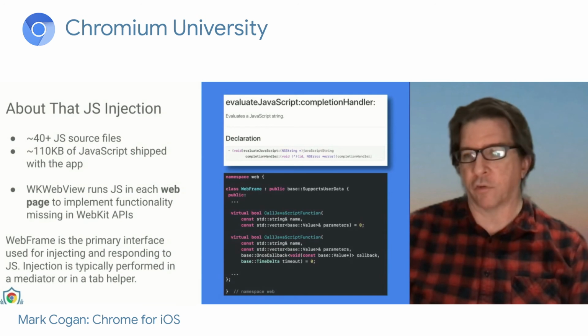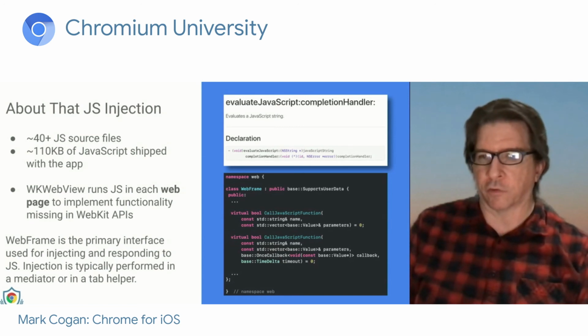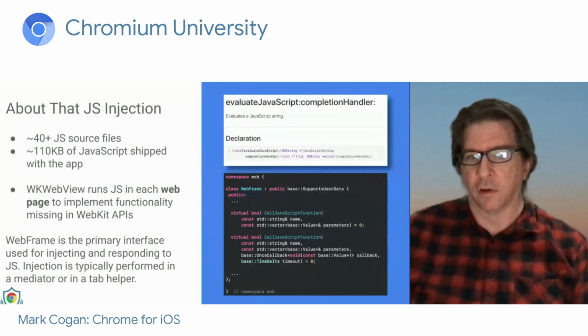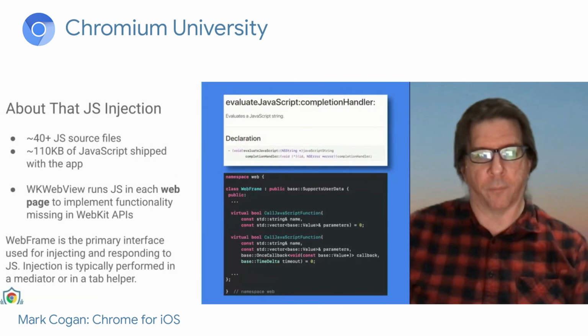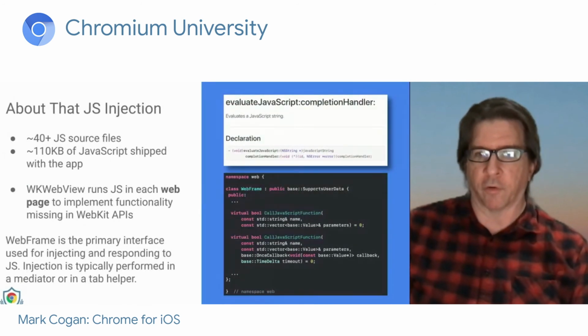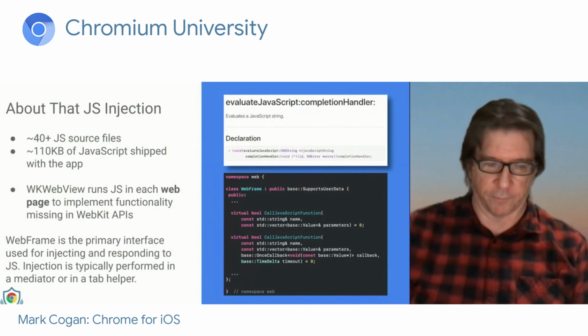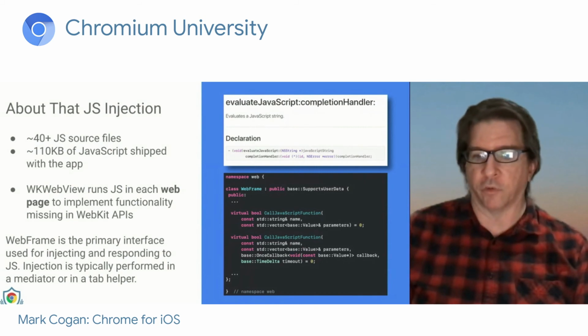Earlier I talked about JavaScript injection. We have about 40 JavaScript source files that we use to do JavaScript injection, totaling about 110 kilobytes. We have to inject a lot of this every time every page loads so that we can have our features work. There's a lot of complexity to this because WKWebView doesn't provide us with direct access into all of the iframes, for example, in a web page. So we have to kind of bootstrap. We have a class called WebFrame that abstracts over all this for injecting JavaScript recursively into iframes and messaging between them in a way that is secure and properly isolated.